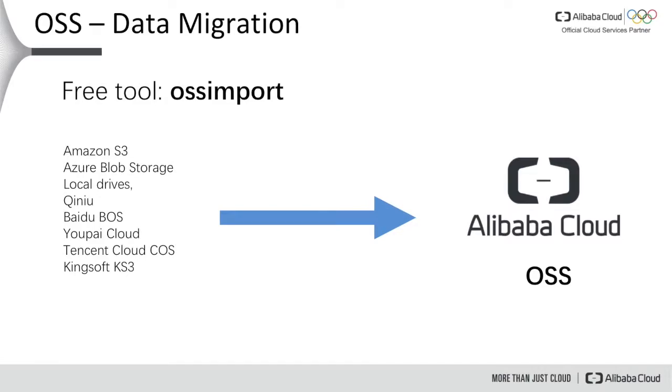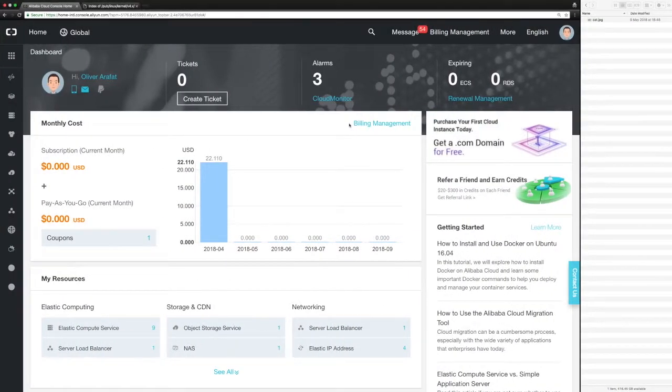Also for data migration, we have a tool called OSS Import, which you can deploy on your own machines or on any virtual machine or cloud, which lets you easily migrate data to OSS from different data sources like Amazon S3 or Azure Blob Storage, for example. All right, enough talk. Let's head over to the console.